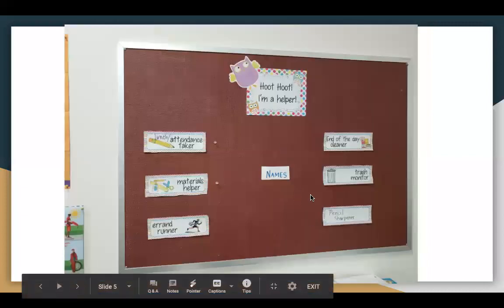This is the class jobs that we had. So I had little papers with all the students' names, and then I had a cup that I would put all the little papers in, or I would use the sticks, and I would pull one out and they would tell me what job they wanted that hadn't been taken yet.